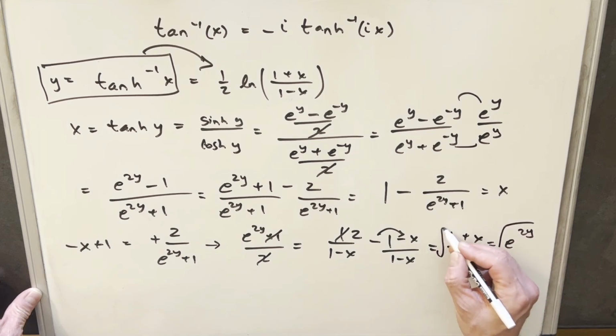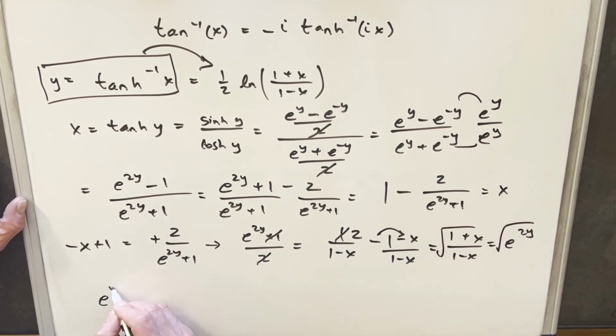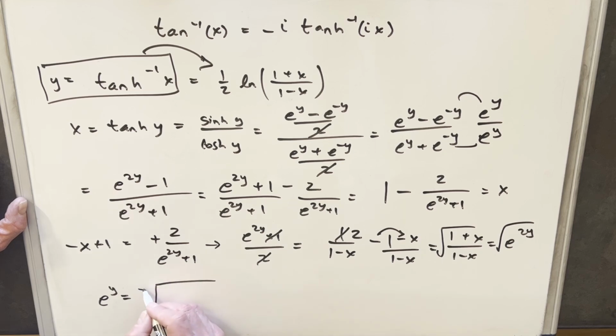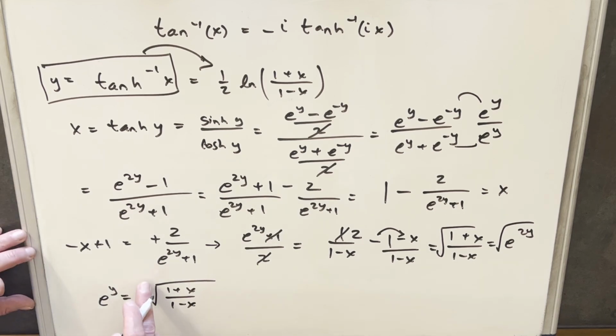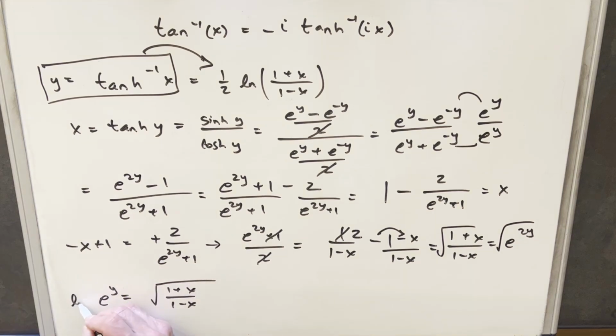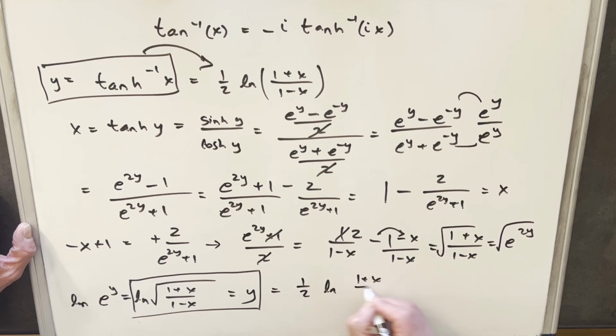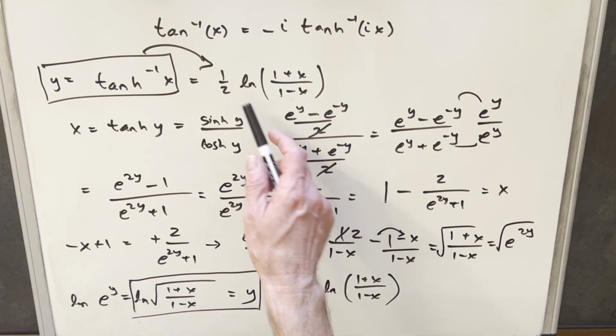I'll take a square root on both sides. That's going to isolate our e^y, because what I want to do is solve back for y. So we've isolated e^y. This is actually going to be plus or minus the square root of 1 plus x over 1 minus x. But I can get rid of the plus or minus because we know that e^y is always positive. We'll take a natural log on both sides to isolate the y, and we're left with y equals this thing right here. But this square root is like a half on the exponent, so we can write this in the same form we have up here, which is half natural log of 1 plus x over 1 minus x. This matches, so we've shown this formula here.